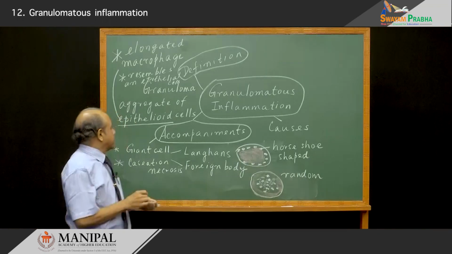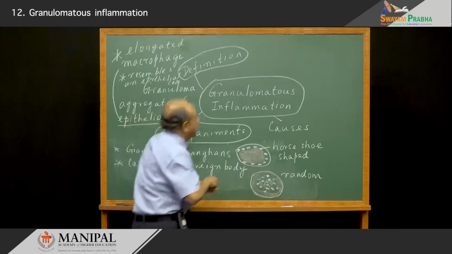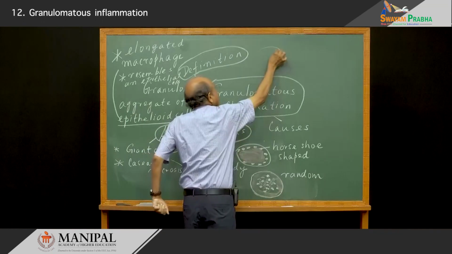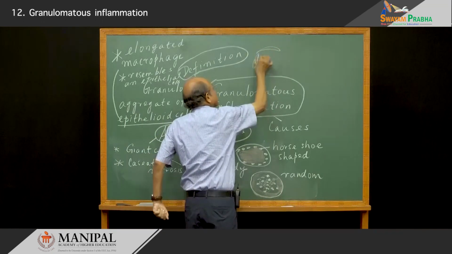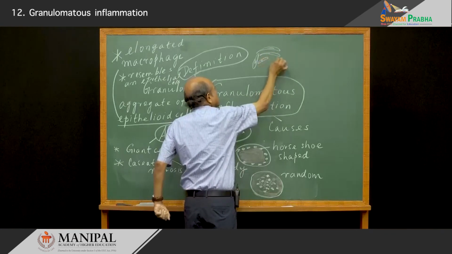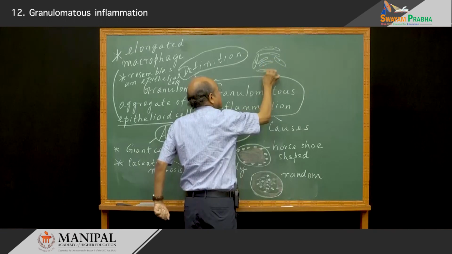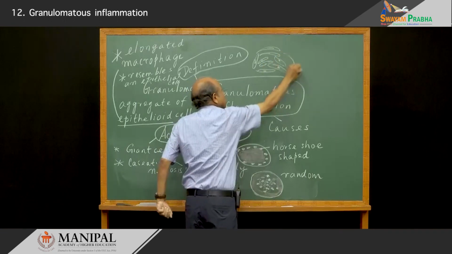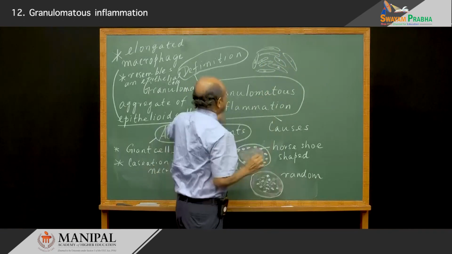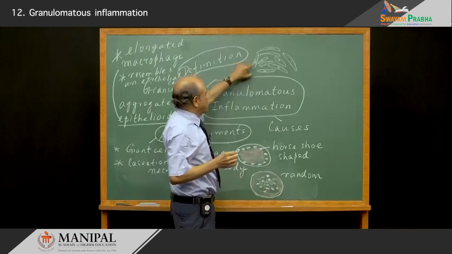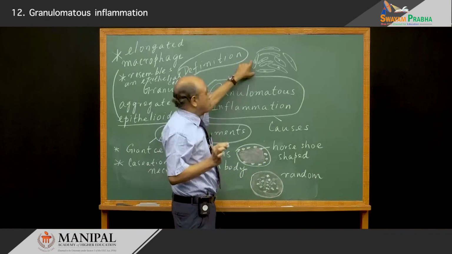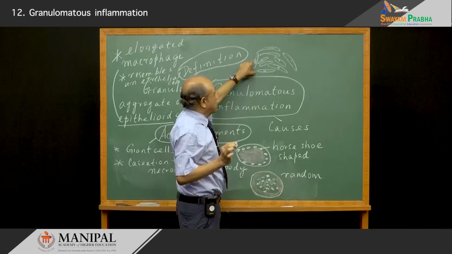A granuloma, as I mentioned to you, is a collection of epithelioid cells. These are elongated cells which aggregate and form a nodule, and this is enough to call something a granuloma.